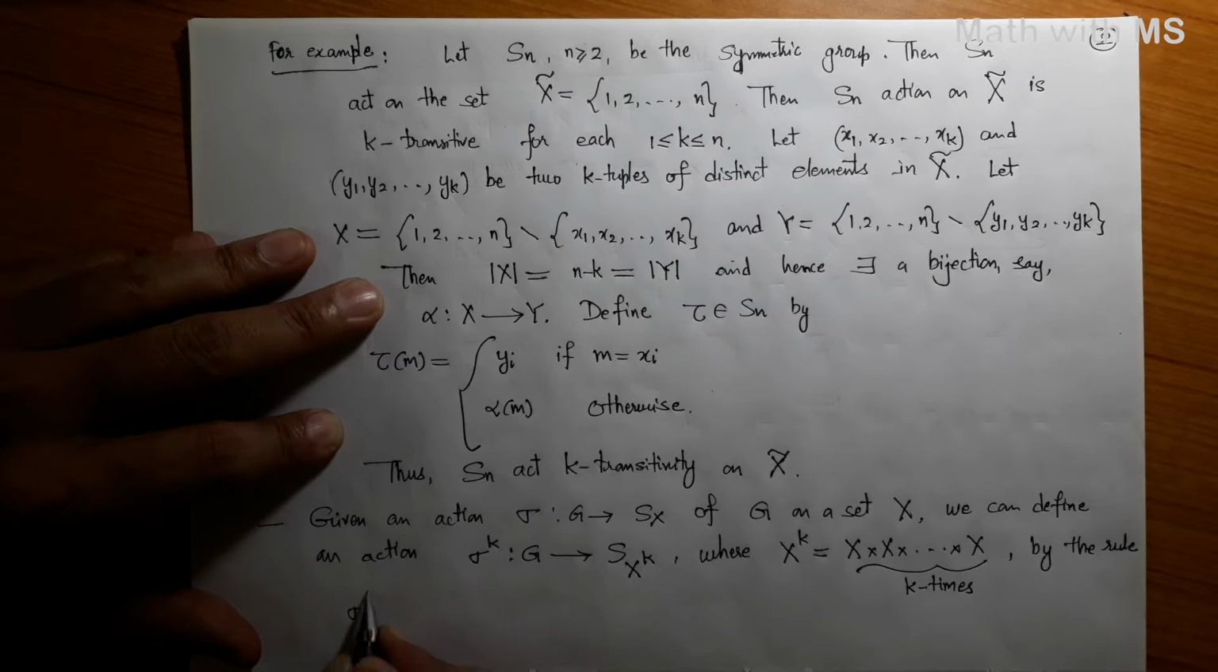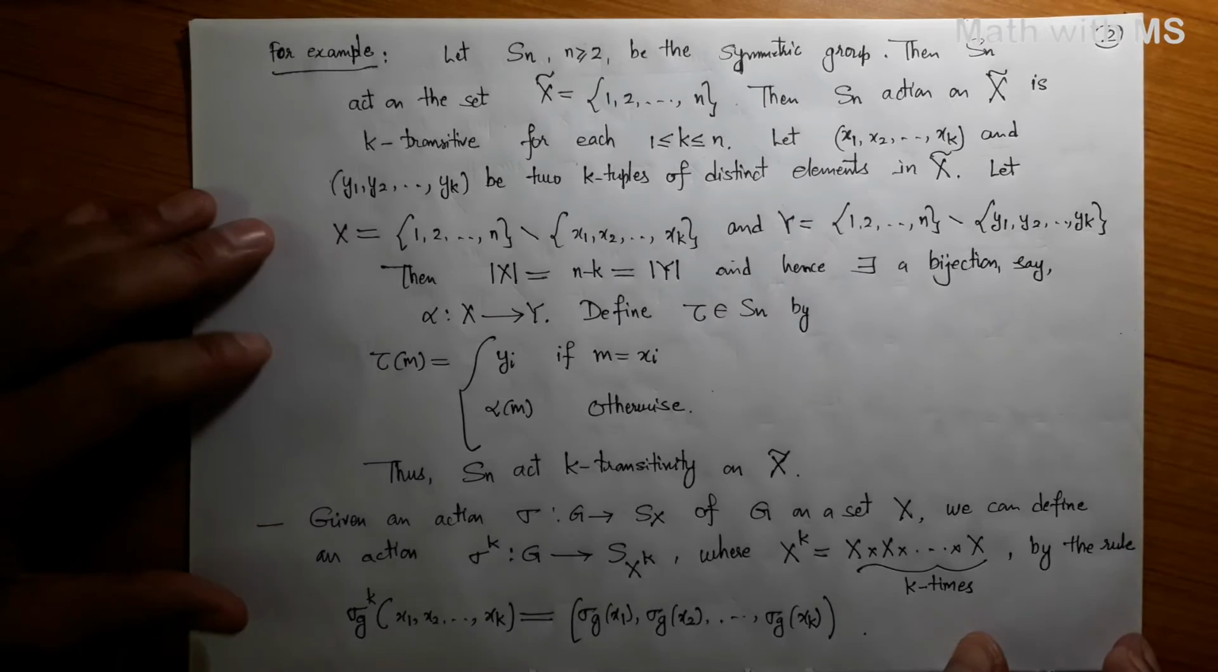So you take sigma k, and it will take a group element, it will act on a tuple x1, x2, and so on up to xk, and the way it acts is just like sigma g acting on each xi. So it is sigma g acting on x1, sigma g acting on x2, and so on, sigma g acting on xk. One can easily check that it's an action.